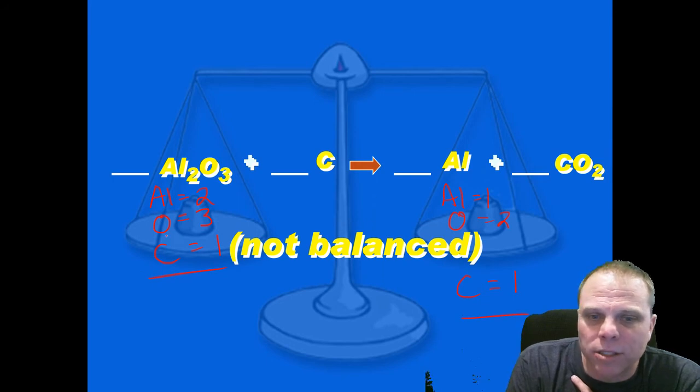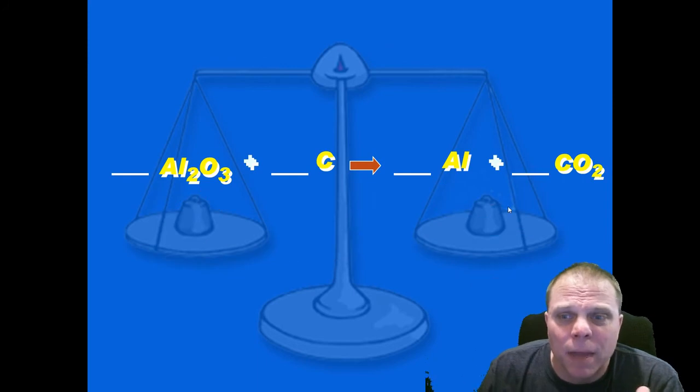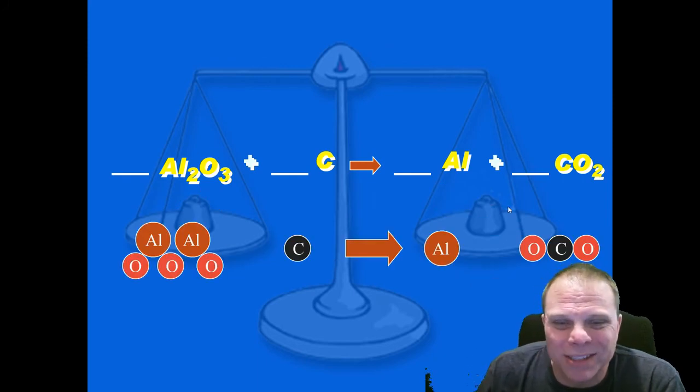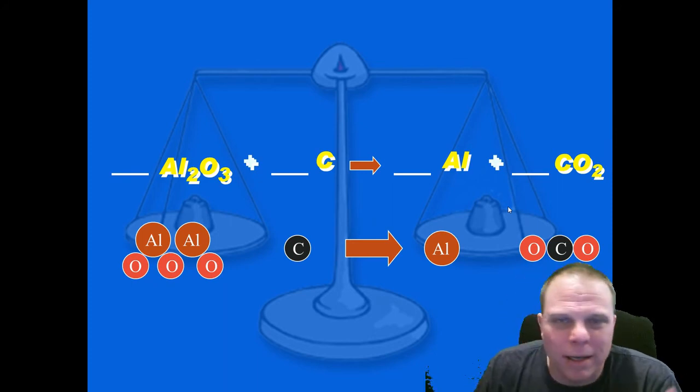Sweet. My oxygens are not. Oh, no. My aluminums are not. Oh, no. That's okay. Okay, so this is what we do. Count them up first on each side. And in this case, we're going to give you a visual representation of that. You can kind of see what they look like. You can see there's 2 of the aluminums on the left and 1 on the right, et cetera, et cetera.